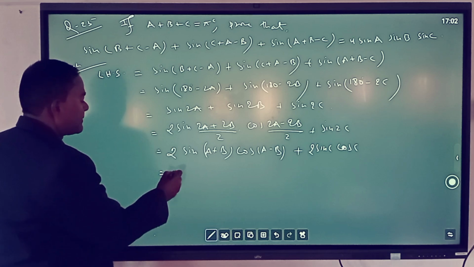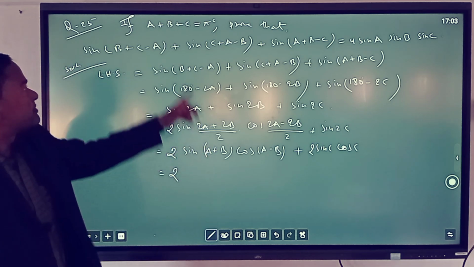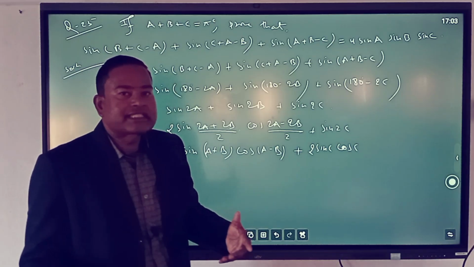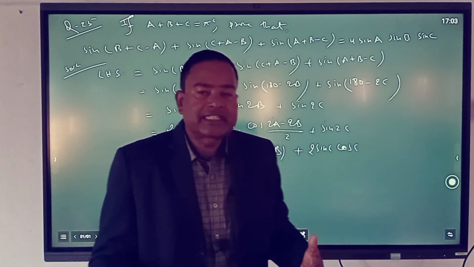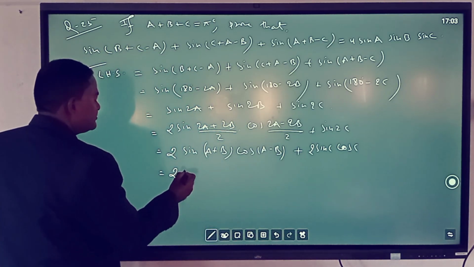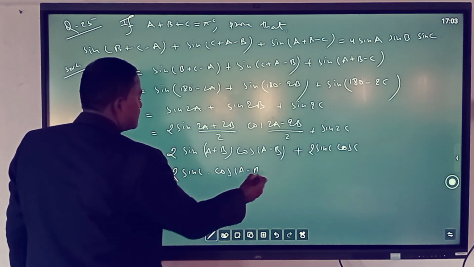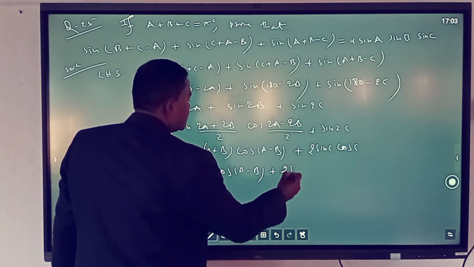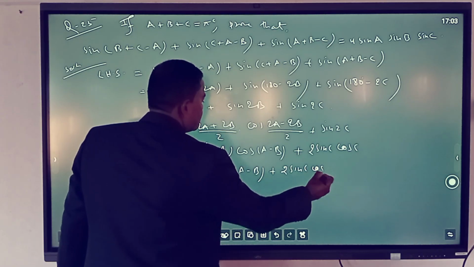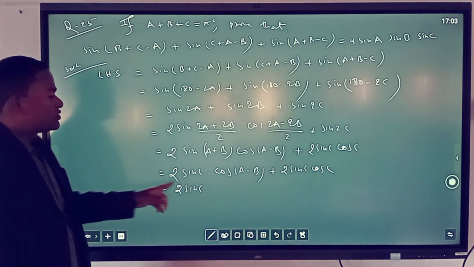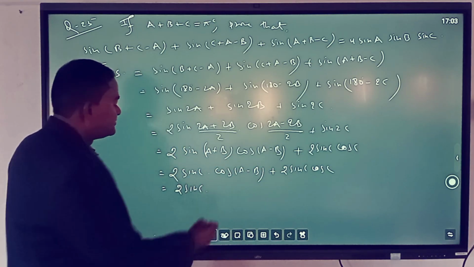Dear student, the value of sin(a plus b) means sin(pi radian minus c), and sin(180 minus theta) means sin theta, that means we'll get sin c. Now 2 sin c we can take common.